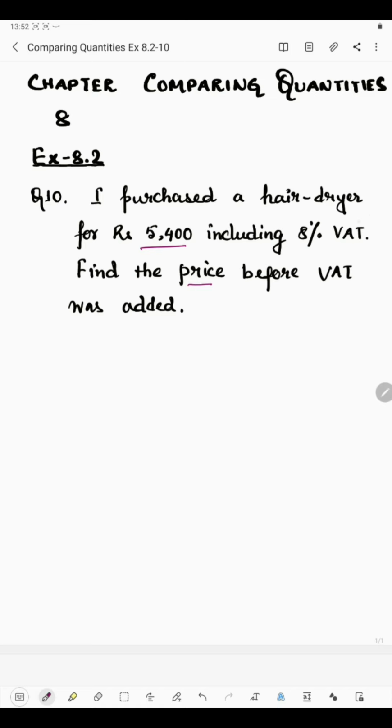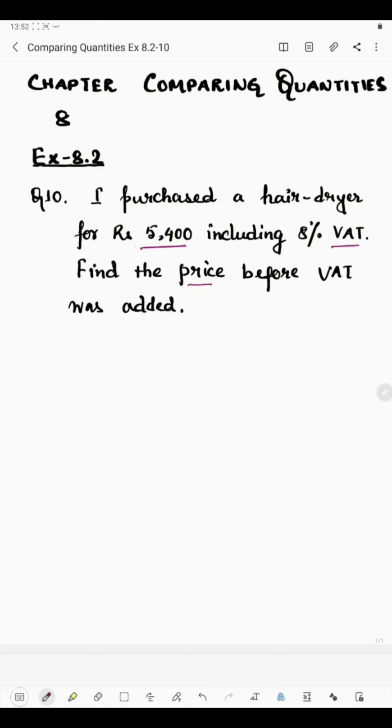Okay, now what do you mean by VAT? VAT means value added tax. So this is a type of tax which is imposed on the goods, and if we buy those goods, we have to pay this. That means the customer only has to pay these taxes.